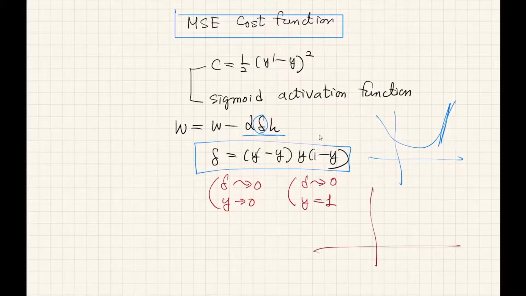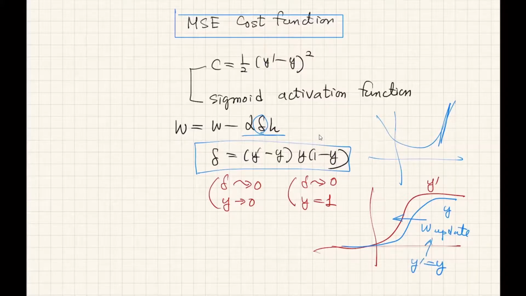In the sigmoid function, let's assume that this is our y', and if this is y, we have to update W until y becomes y'.